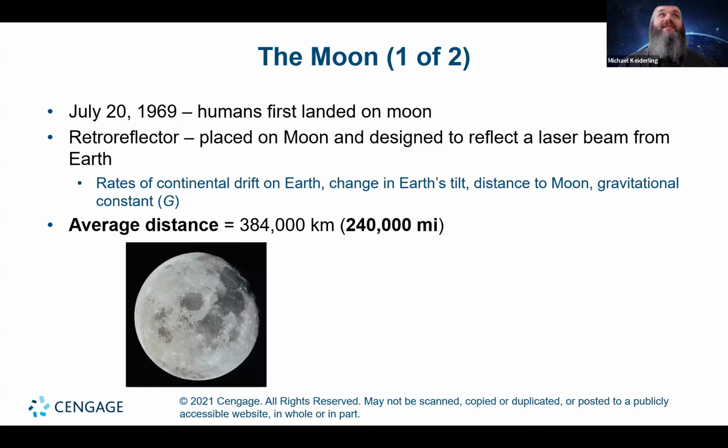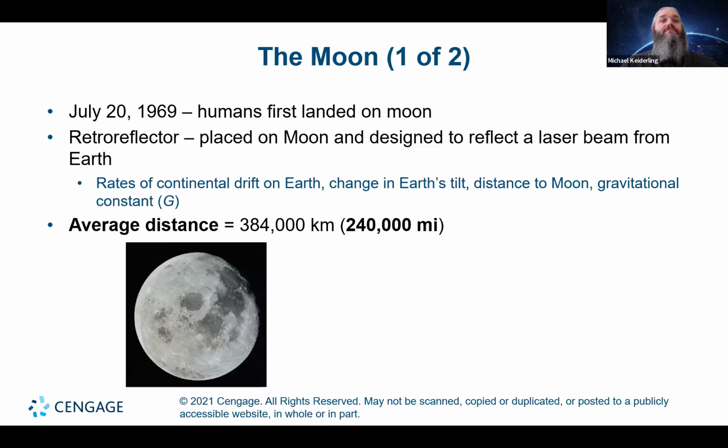And this was there to reflect laser beams from Earth, so we can measure a number of things using these retroreflectors. We can measure the rate of continental drift on Earth, changes in the Earth's tilt, the distance to the moon, and the gravitational constant, among other things. The average distance to the moon is 384,000 kilometers or 240,000 miles.